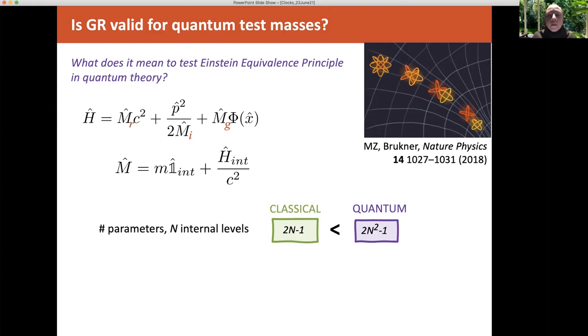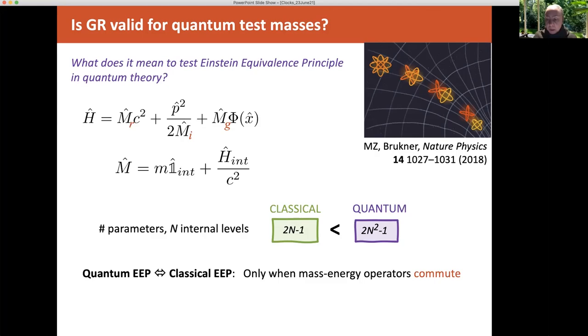So from the perspective of how we actually test the equivalence principle, and this is always with at least atoms, well, of course there are photonic tests as well, but many of those tests are with composite quantum systems, then there are many more ways in which the equivalence principle could nominally be violated than in classical theory. And so the two reduce to one another if we additionally assume that these internal mass energies in any theory that is post-general relativistic that violates the equivalence principle somehow are constrained to necessarily commute. And so this leads to a need for testing more parameters and in different experiments.